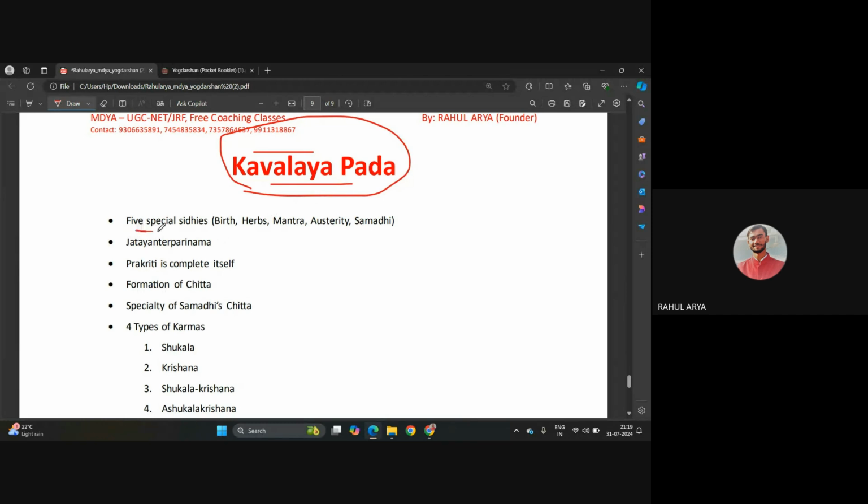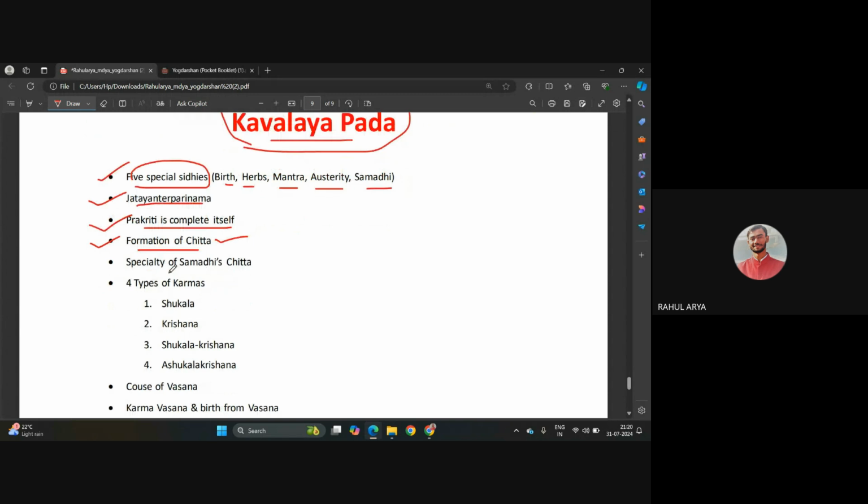And in the starting, the 5 special siddhis are mentioned here: by birth, by herbs, by mantras, by austerity, and by samadhi. These are the 5 special siddhis. And after that, Jatyantara Parinama is described here, and the concept that Prakriti fulfills itself is also described here. How the Chitta is formed is also described here. And why Samadhi is important here. Birth, herbs, mantra, austerity are temporary. But Samadhi is the permanent siddhi that is defined here. Why Samadhi is important. Okay.